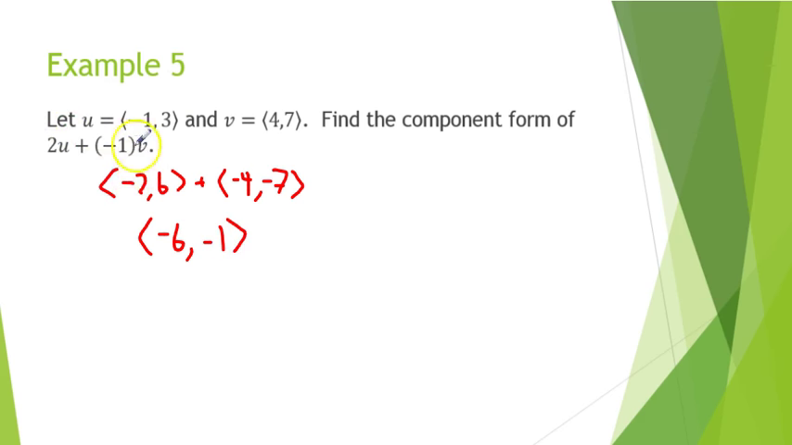So this expression that we have written, 2u plus negative 1v, ends up with a vector going left 6 and down 1 is what we've defined.